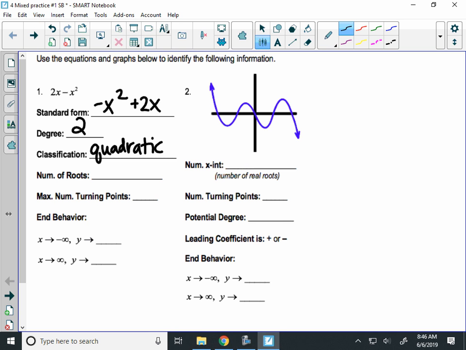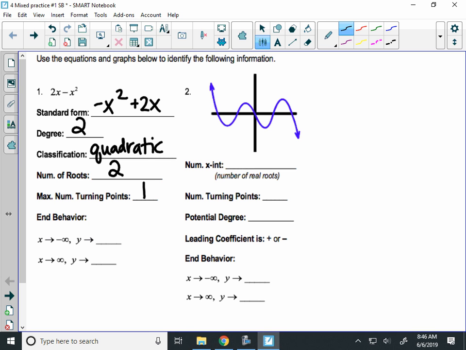If I have degree 2, that means there have to be 2 roots, right? The number of roots is equal to the degree. That's not necessarily x-intercepts. It could be imaginary, but there are 2 roots. The number of turning points, the maximum number, is 1 less than the degree. So if my degree is 2, 1 less than that is 1.